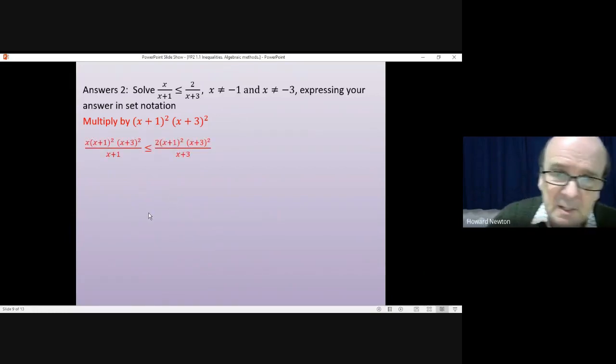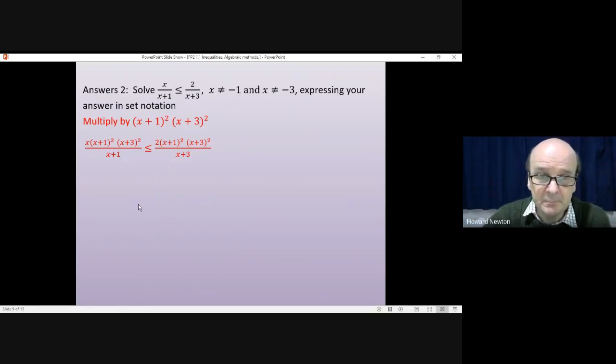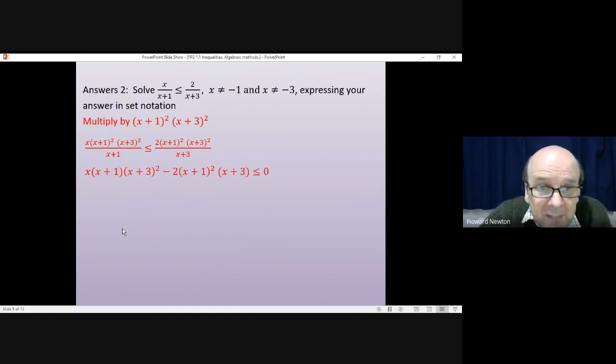When I do that, I get something that looks quite complicated. The next thing to do is to cancel. So there's 2 things going on here. We've cancelled an x plus 1 from the top and bottom on the first fraction. We've cancelled an x plus 3 from top and bottom on the second fraction. And we've also moved everything over to the left-hand side. So we've got less than or equal to 0 here on the right-hand side. Now on this question, much more so than the last one, do not be tempted to multiply out the brackets.